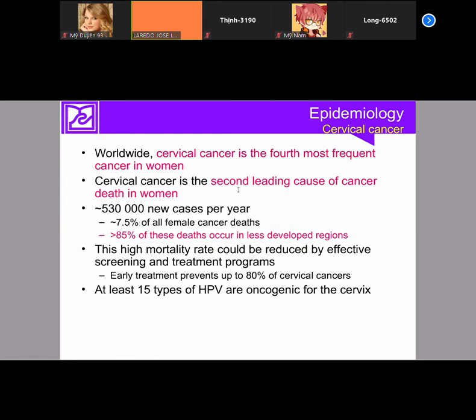The problem of this sexually transmitted infection is the cancer in women. The problem is cervical cancer. Cervical cancer is the fourth most common cancer in women. The fourth. However, cervical cancer is the second leading cause of cancer death in women. The second. The first one is breast cancer. The second one is cervix cancer. And most of these deaths, more than 85%, occur in poor countries, unfortunately.